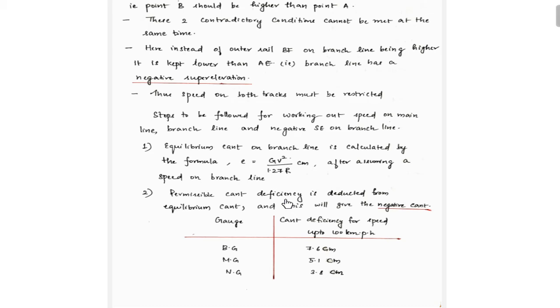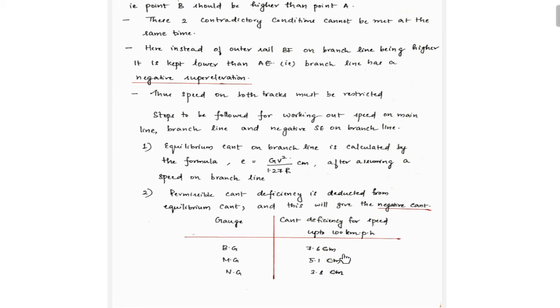You have to deduct the cant deficiency from the equilibrium cant. So in the first point I have told you that we have to calculate an equilibrium cant, E is equal to GV square by 1.27 R, and we have to deduct the permissible cant deficiency from the equilibrium cant. Now when you are doing this, you will be getting the value for negative super elevation or negative cant. Now what is the cant deficiency for a speed up to 100 kilometers for the specified gauge?